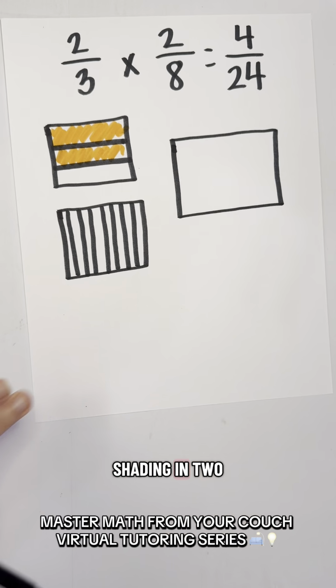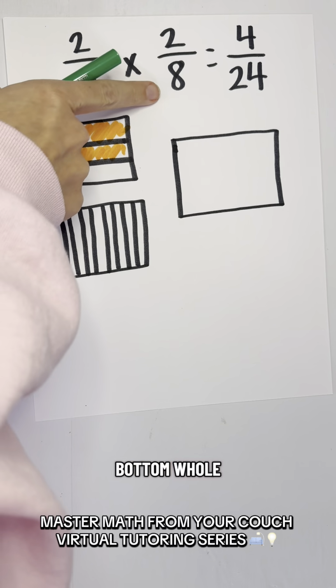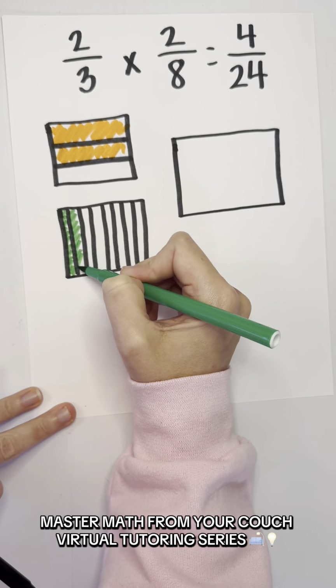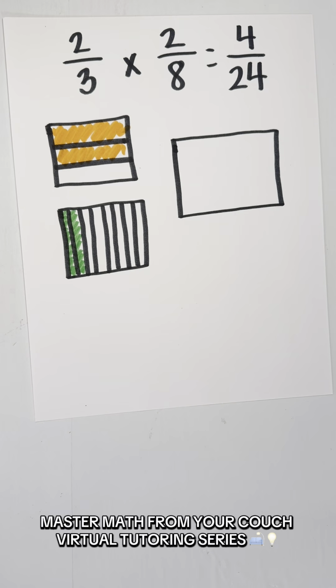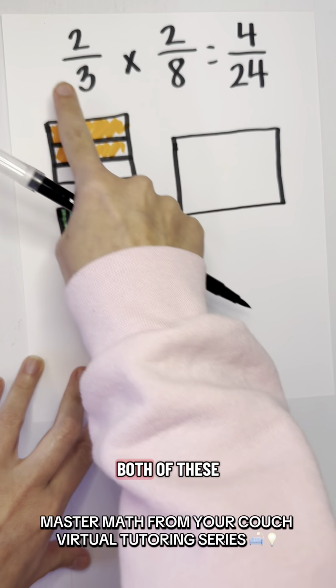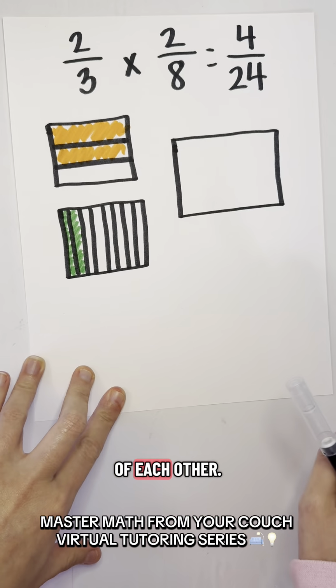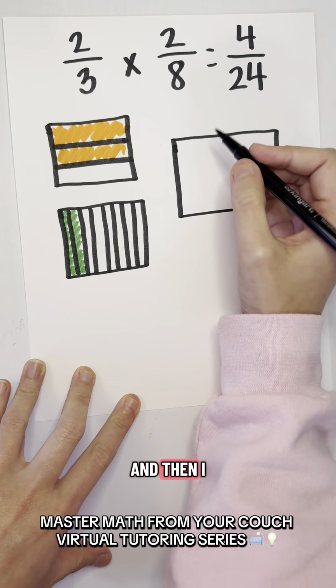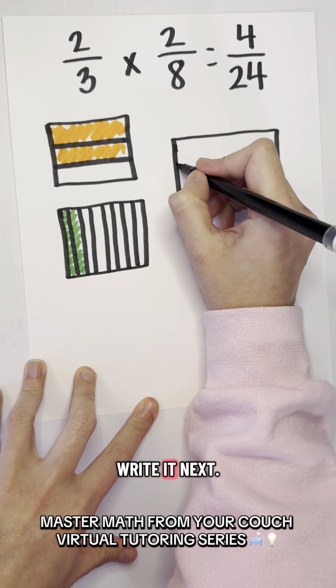Here I am shading in 2 out of the 3 parts with the orange marker, and then I'm going to shade in 2 out of the 8 parts on the bottom whole with the green marker. Now we are going to take both of these models and put them on top of each other. So I'm going to take the 2/3 and write it first, and then I will take the 2/8 and write it next.